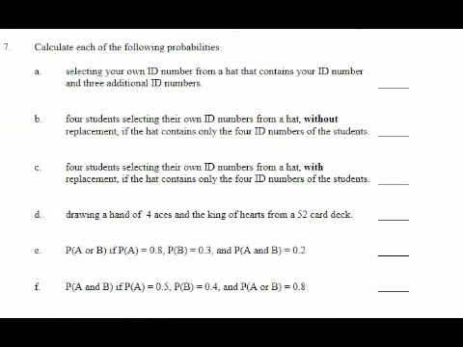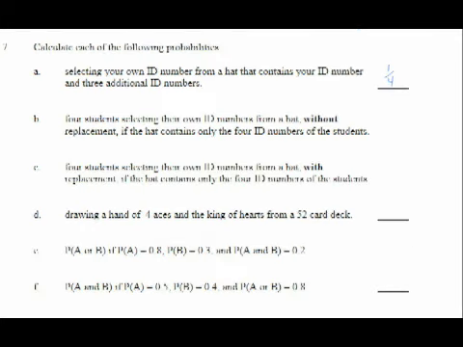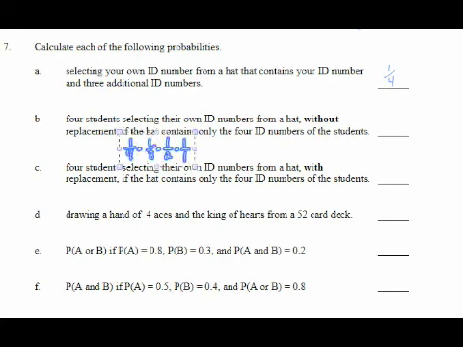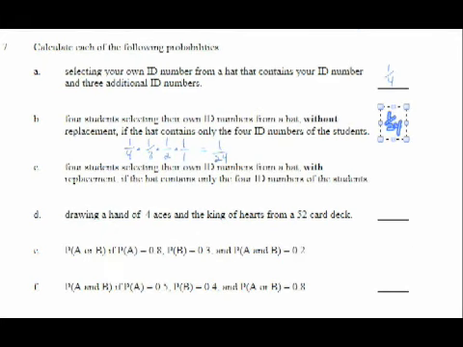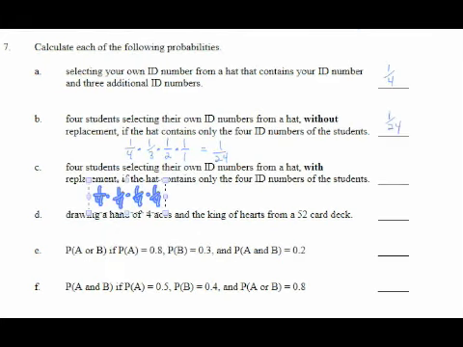Now in problem 7, you're selecting things from a hat. Notice there's only one ID number that is your ID number, so it's 1 divided by 4. Notice if you have 4 students selecting without replacement, when you remove one, the probability the next person selects one is different, and therefore you have this conditional probability along with the multiplication rule.